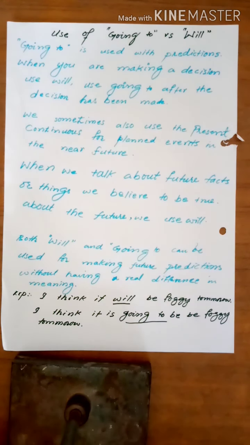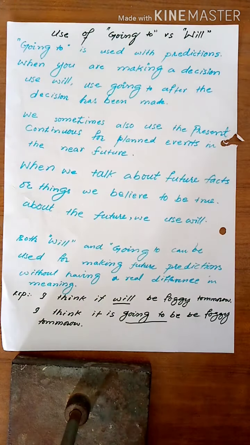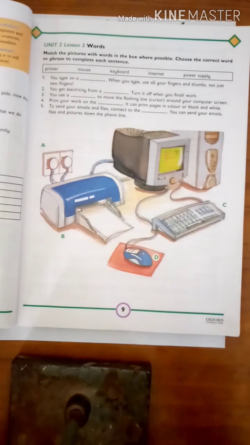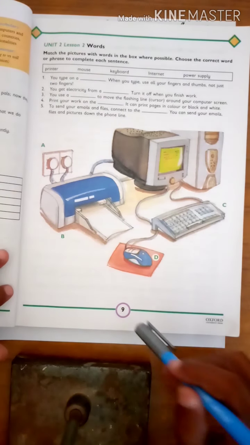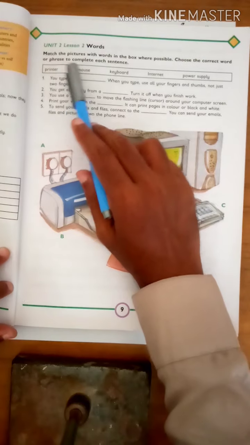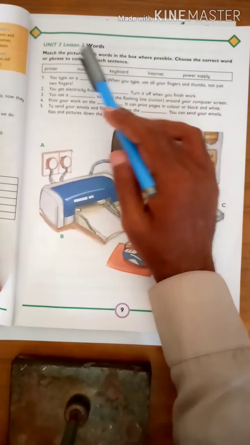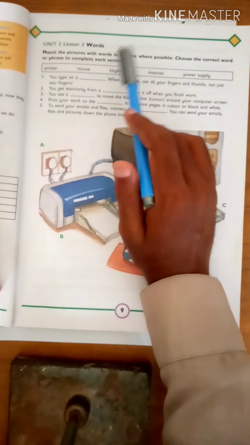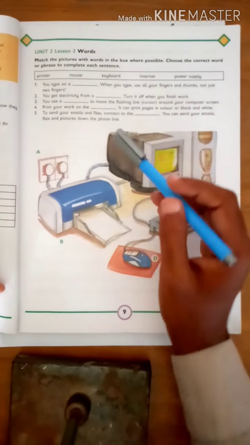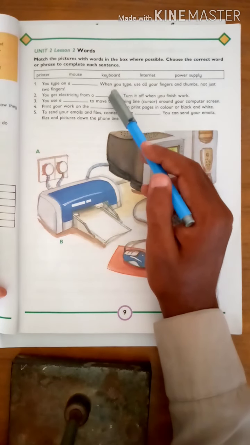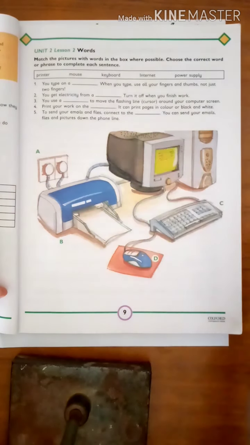So, as I told you, it is your grammar lecture. Now, you have to complete the assignment or homework, that is: match the pictures with words in the box where possible. Choose the correct word or phrase to complete each sentence. You have to use each word in the correct way to fill the correct blank to solve this activity.